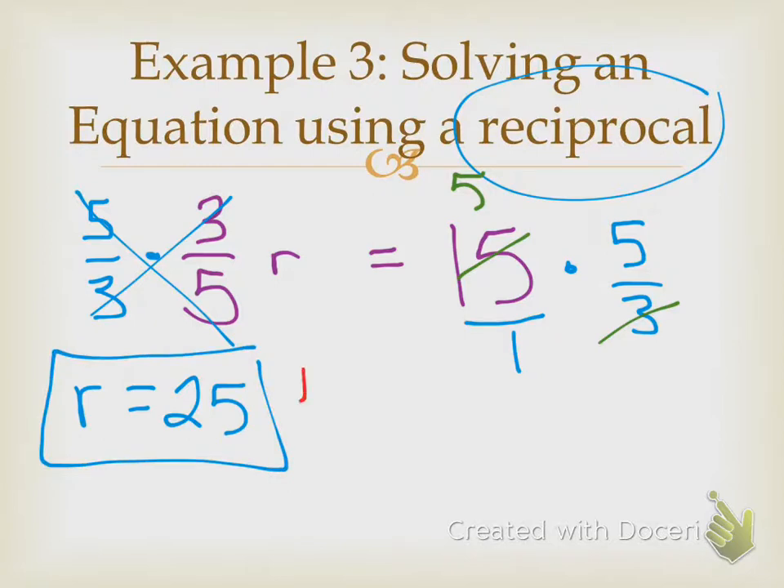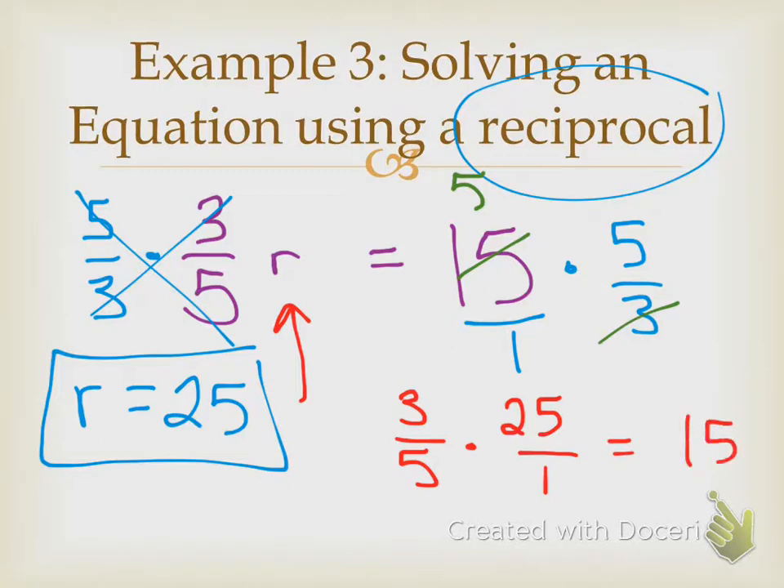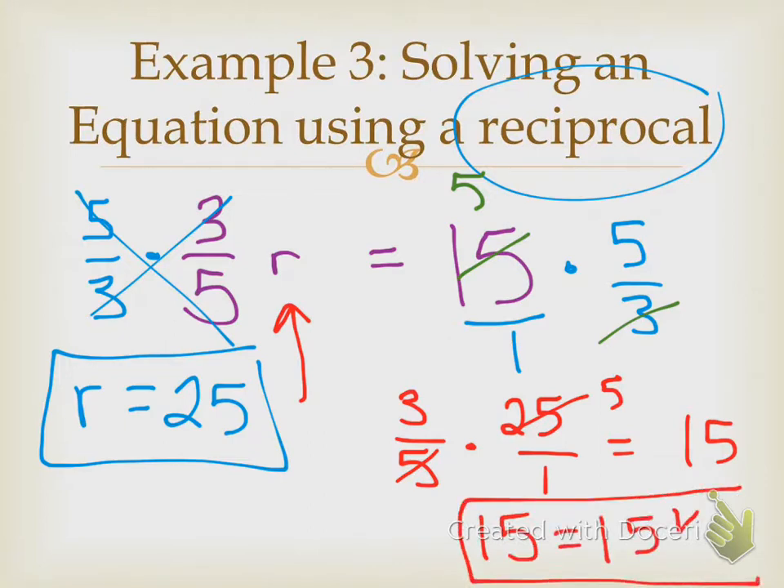All right, plug it back into the original. Now, on these, when I check it, I do have a little bit of work to show because I need to show that 3/5 times 25 over 1 equals 15. So cancel, and 15 equals 15. So I just had to show how they cross-canceled. Okay, and now I have 15 equals 15. You with me? Understand? Any questions?